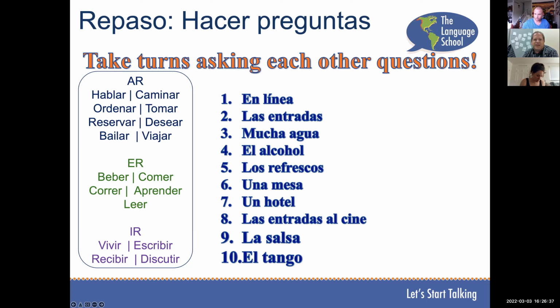Tú hablas en línea? No. Yo hablo en línea. No hablo en línea. En línea. Mm-hmm. So, is it linea? It's not linea. So the emphasis is here. You see that accent mark? So you have to emphasize it there. En línea.